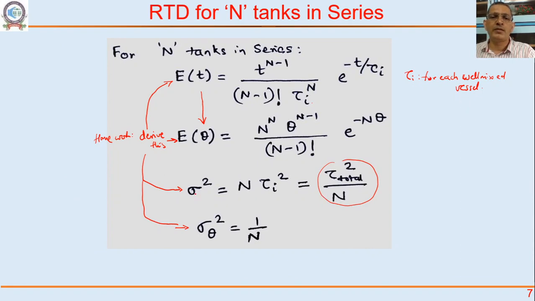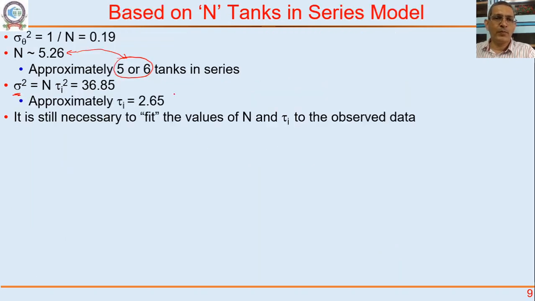Okay, sigma square is n tau I square. So 36.85 would be n tau I square. If I take n equal to 5, I will get a value of tau I. If I take n equal to 6, I will get approximately another value of tau I, right?